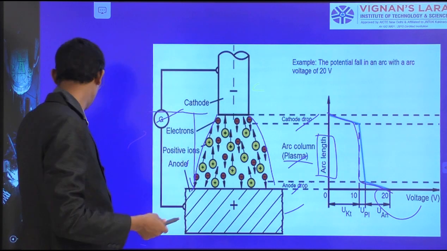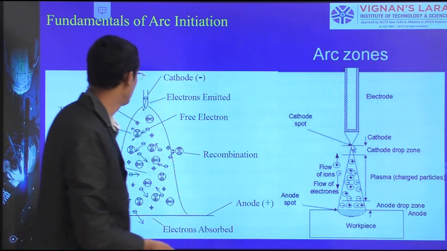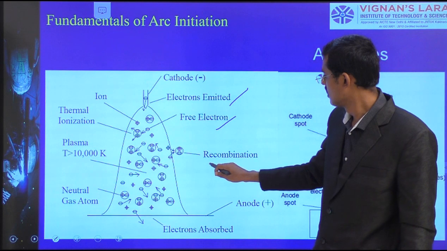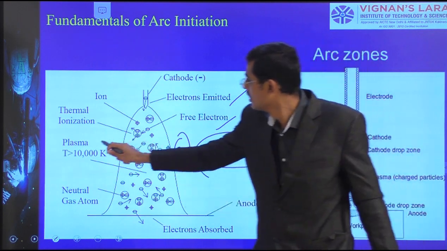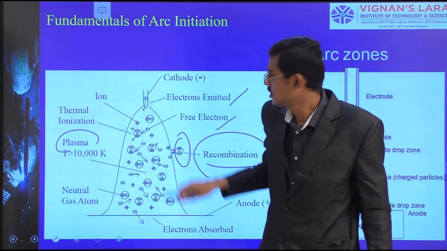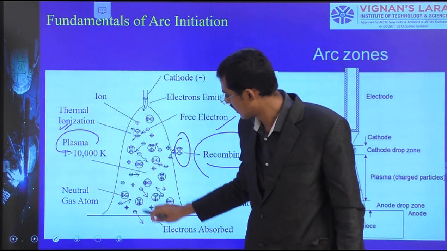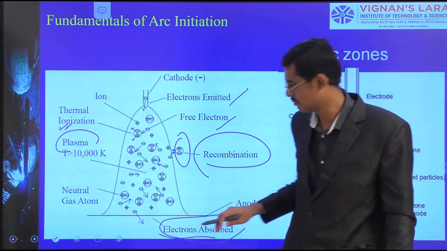So this is a simple understanding. Electrons are emitted, the free electrons, and recombination happens. The positive ions are formed, which creates the plasma. This we call the ionization process, and then it comes down and the electrons are absorbed here. Very simple.